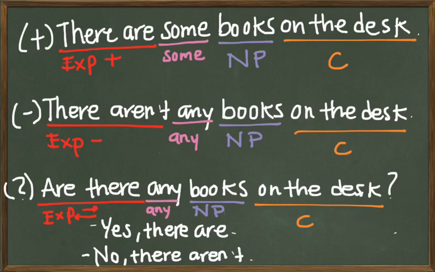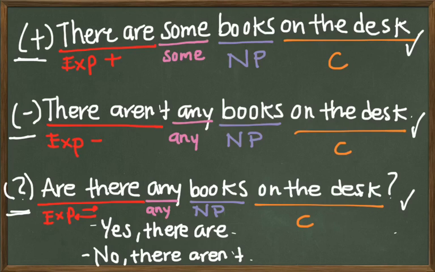Look at these examples here. We have affirmative, negative, and a question form. Let's analyze the first one. There are some books on the desk. Negative: there aren't any books on the desk. Question: are there any books on the desk?